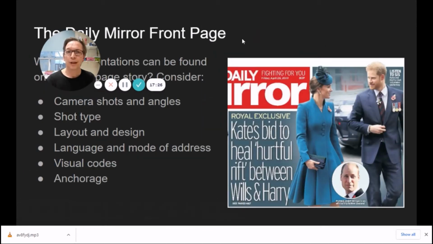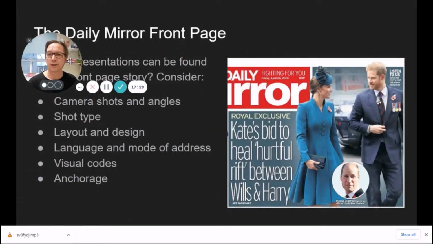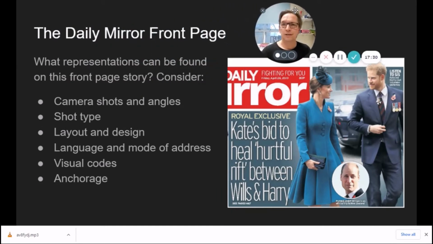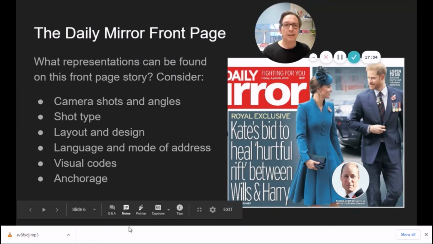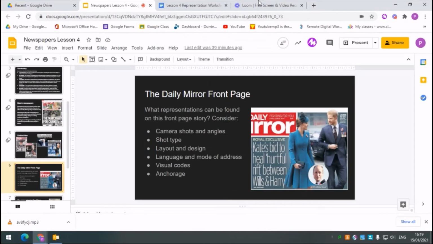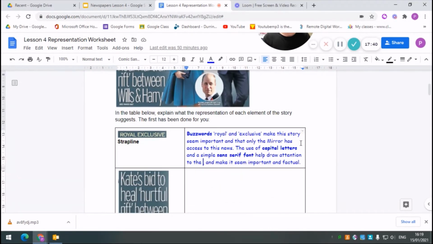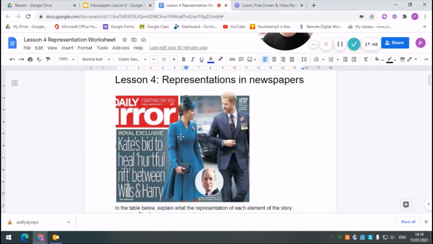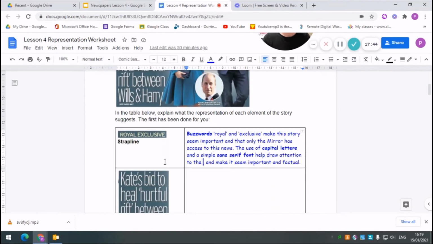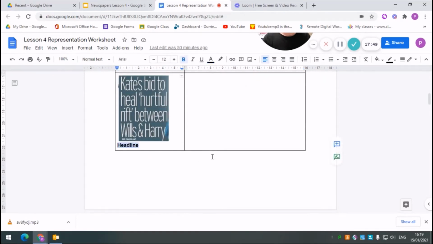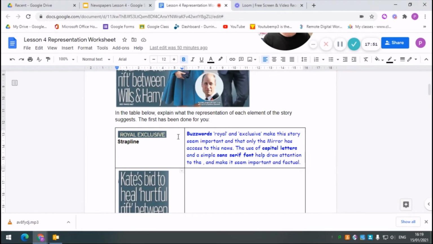Okay, let's move on. So looking at the Daily Mirror front page. What representations have we got on here? Now, I've designed a worksheet which I'd like you to have a go at, please. It looks a little bit like this. And you can see that I've done the first one for you. I've chopped this up and taken all the bits out and put them in the grid on the left for you. I've put down here as well what they actually are. And I've done the first one for you.